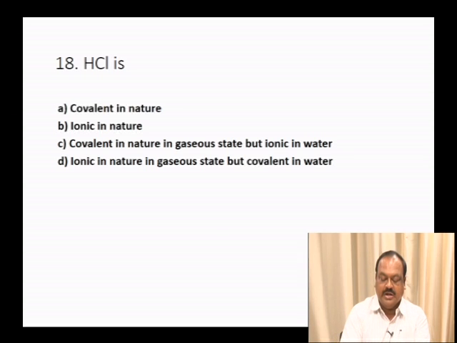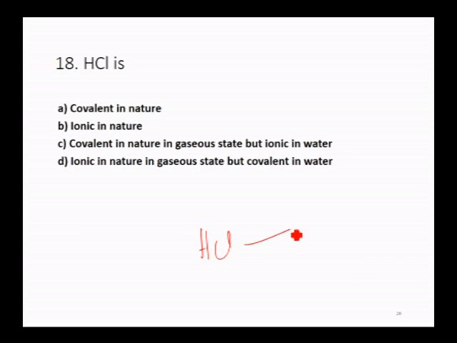As you know, when HCl is dissolved in water, as per Arrhenius theory, it splits into H plus and Cl minus. This reaction indicates HCl in water is ionic in nature. In gaseous state, it is covalent in nature. So the suitable answer is C.